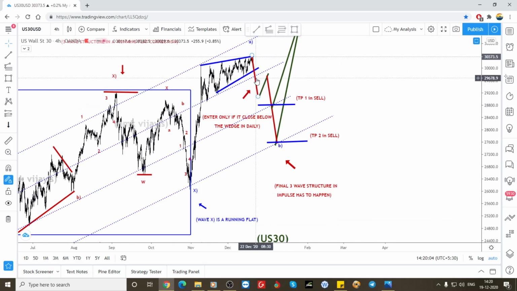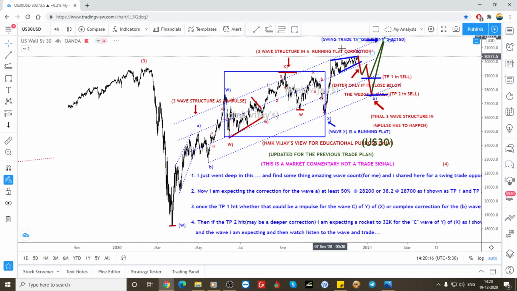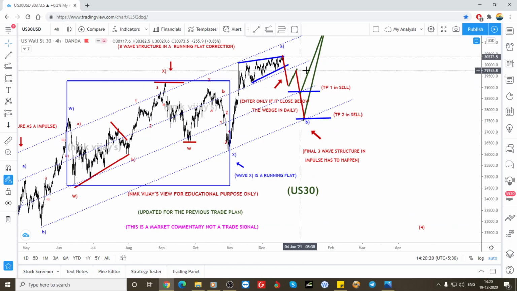So if you sell below this wedge formation, the first target would be 28,700, and we have to wait for that, because this is the 38.2 zone, and it can bounce back to the 32 zone also. Or if it is a deeper correction, if it is a triangle, it can come to this zone, and then again it can make a triangle, and then it can shoot for the C wave.